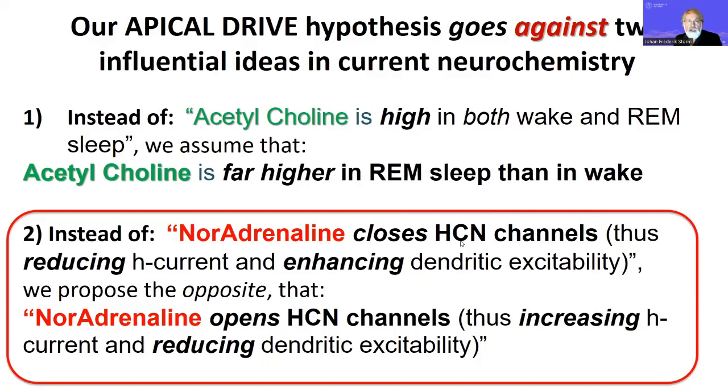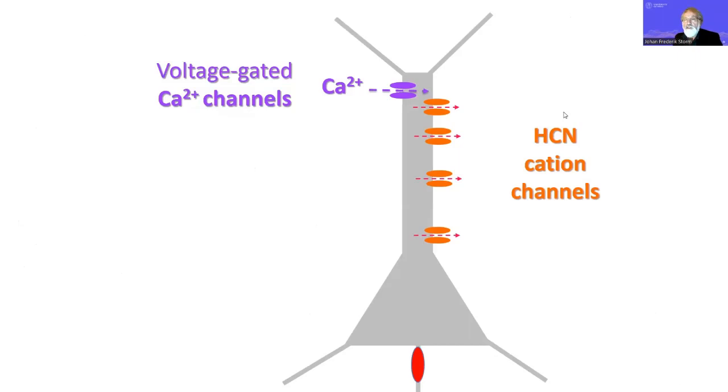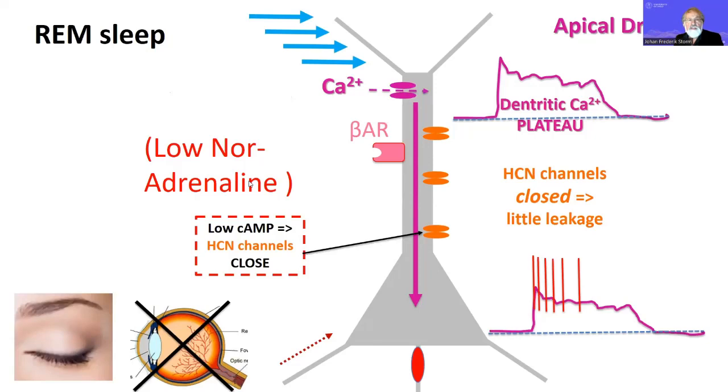Whereas we think the opposite is the case, that they actually open these channels, and that's important for this dreaming mechanism. These are the so-called HCN cation channels, which conduct both sodium and potassium. They open by hyperpolarization, are open at rest, and they will tend to sabotage this apical amplification because the current can leak out. However, during REM sleep noradrenaline is really low. If we assume, as we have evidence for, that noradrenaline actually opens these channels, then the low noradrenaline will cause them to close, and then this calcium plateau can be faithfully conducted to the soma and cause a high frequency firing there.